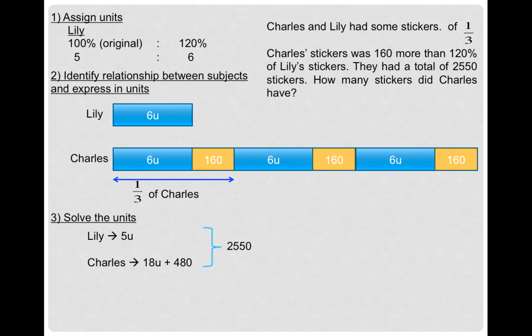Alright, so 5 units plus 18 units will give us 23 units. 23 units is equivalent to 2,550 minus 480, and that gives us 2,070. Right, 1 unit is 90, so since we have solved the units, we know how to find how many stickers Charles has. So Charles would have 18 units plus 480, and that gives us 2,100 stickers.